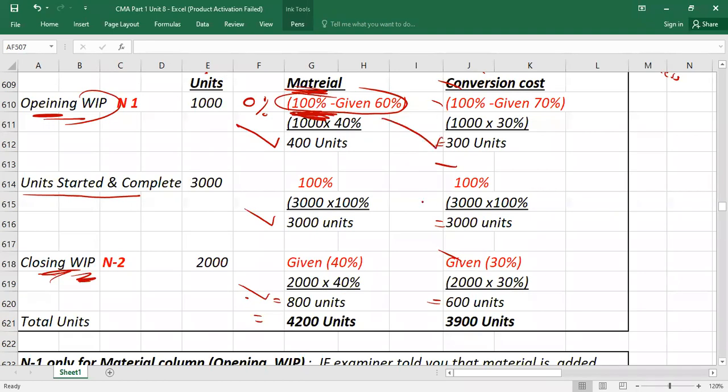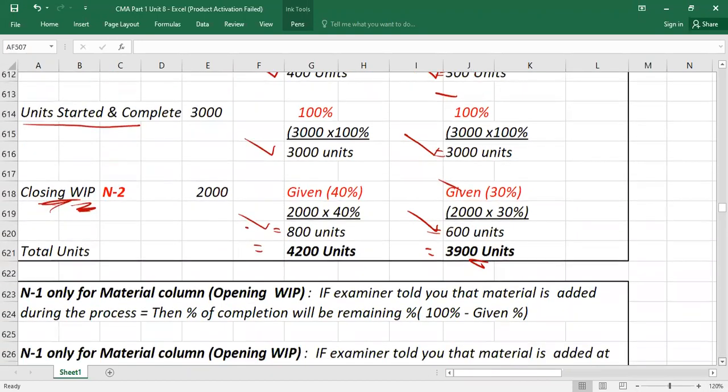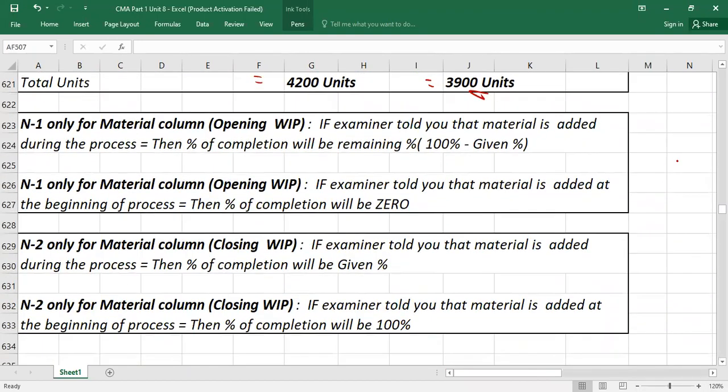Here we have 300 plus 3000 plus 600, total is how much? 3900 equivalent units for what? Conversion. Understood? Done, guys. I have said it's clear, right? I'm showing you on screen those notes also for material. You can go through these notes. It's written for opening work in process, two notes, and for closing work in process. I just told you these things. Understood? Great.